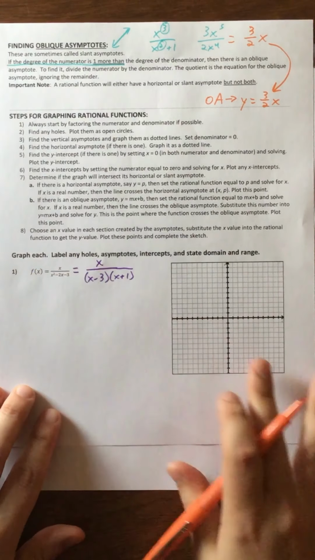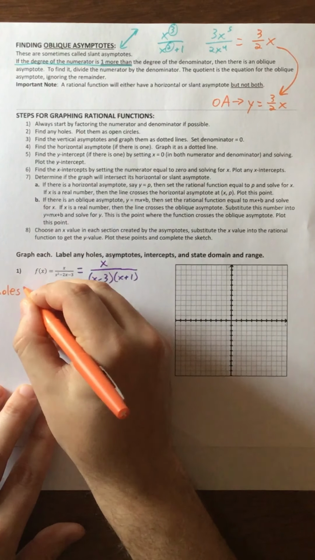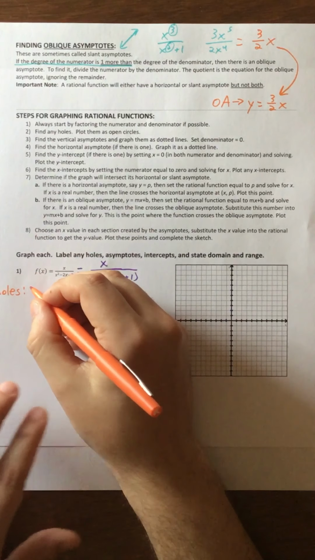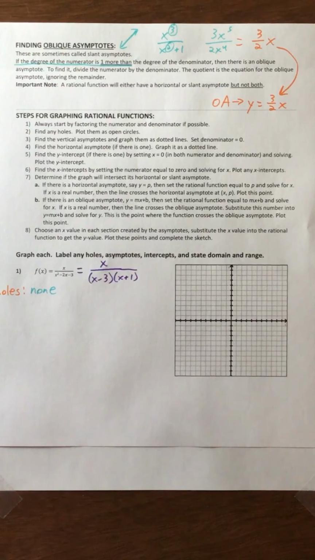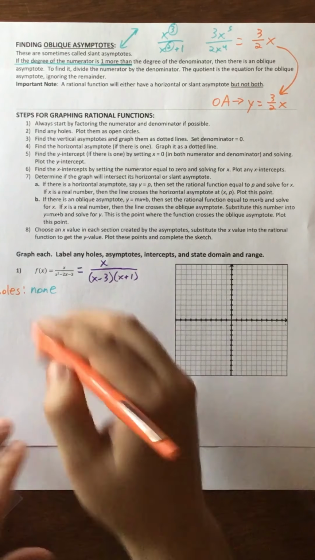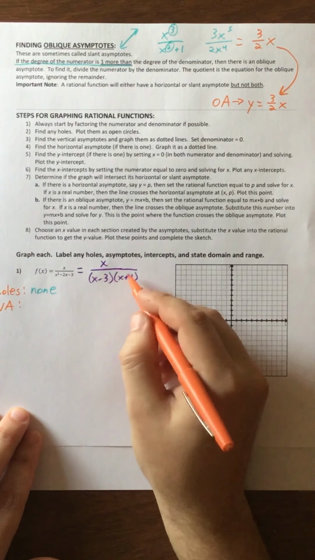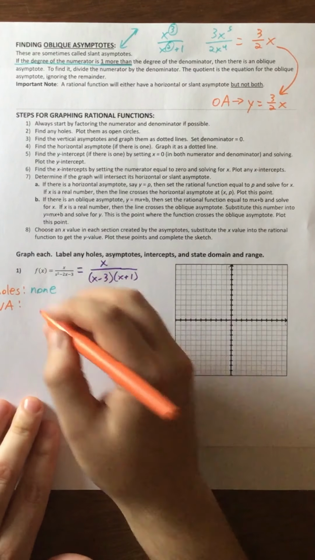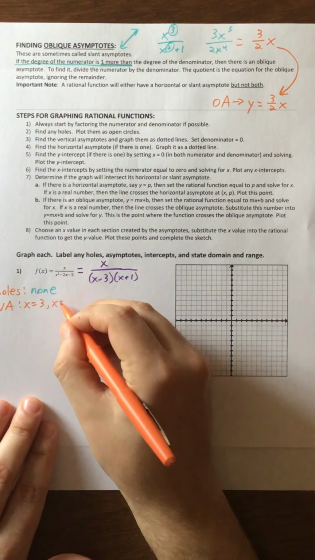Now, every time I do these problems, I'm going to make a list down the left side. First thing I'm looking for is holes. There are none. Second thing I'm looking for, vertical asymptotes. Look at the factored equation. Vertical asymptotes are going to happen where the denominator is 0. That happens at x equals 3 and x equals negative 1.